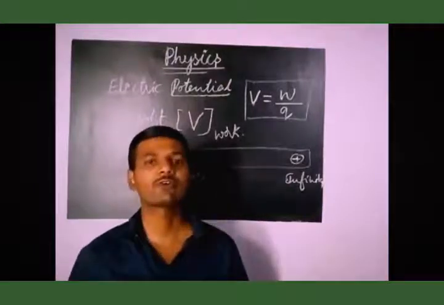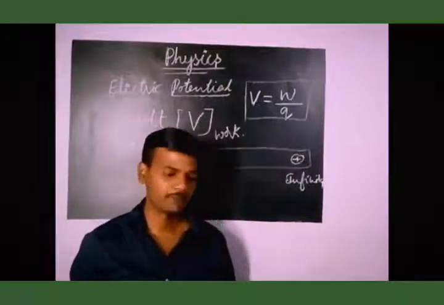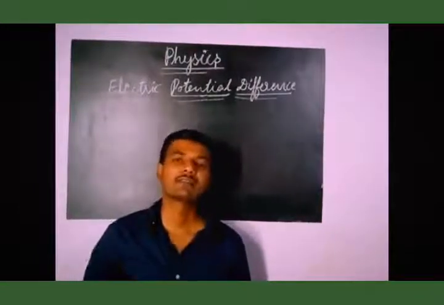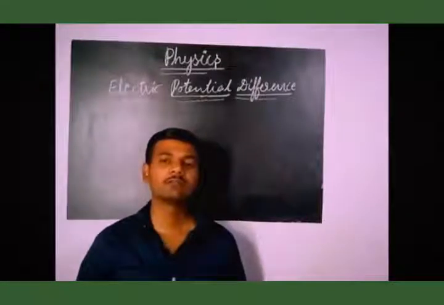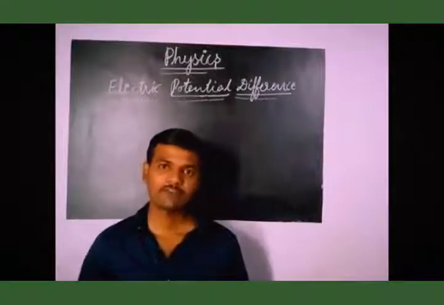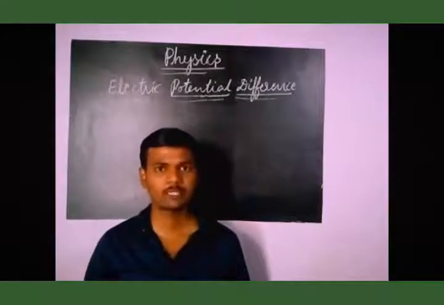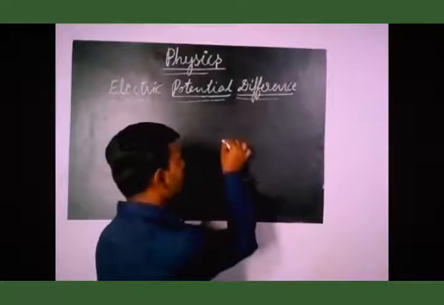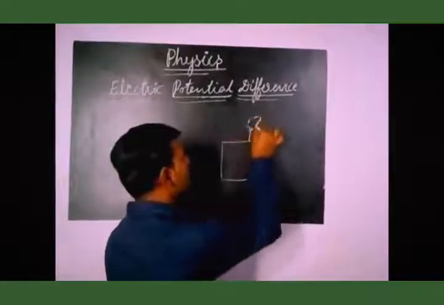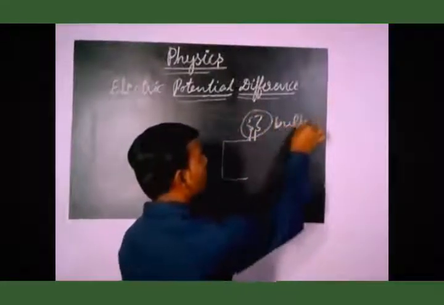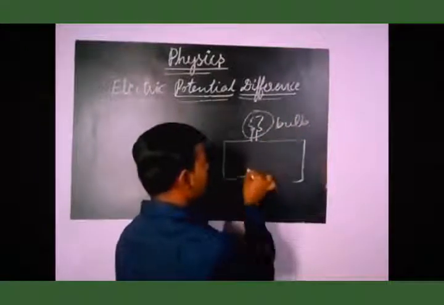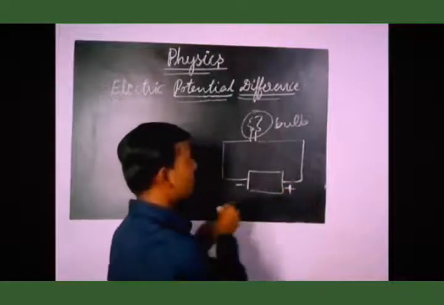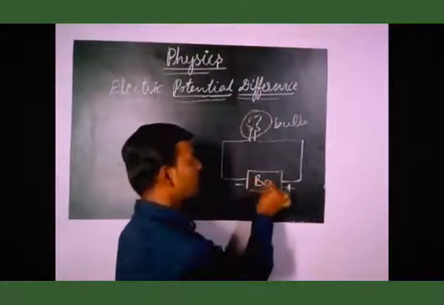Next we are going to discuss electric potential difference. Electric potential difference is defined as the amount of work done to move a unit positive charge from one point to another point. Let us understand this. I'm going to consider a conductor with an electrical appliance, that is a bulb, connected with a battery. The battery has two terminals, one positive terminal and one negative terminal.